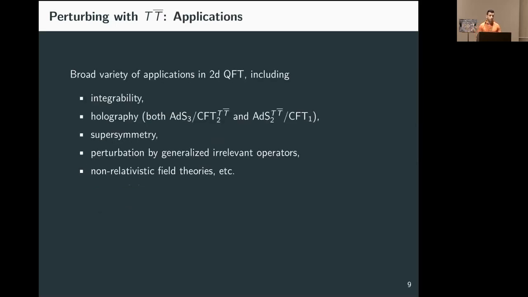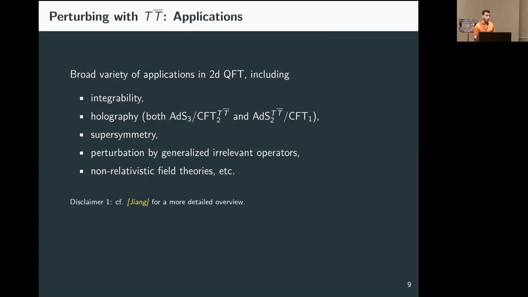Since its introduction, TT-bar has found a broad variety of applications, including, of course, integrability, but also holography, both in the context of AdS3 with deformed CFT2, but also turning on the operator in the bulk theory living in AdS2. Also supersymmetry. Now we know in which supermultiplet this operator sits, and so on. Also perturbations by generalized irrelevant operators, both the higher spin relatives of TT-bar, as well as other double trace deformations built out of different conserved currents. It has also been applied to non-relativistic field theories, spin chains, and so on. So in the past few years, there has been really a lot of literature on the subject.